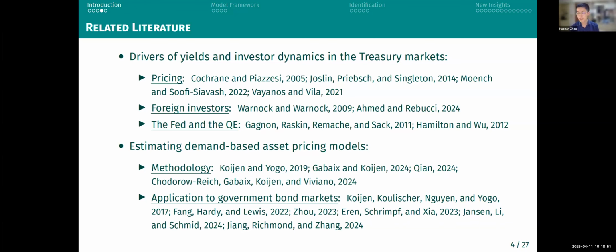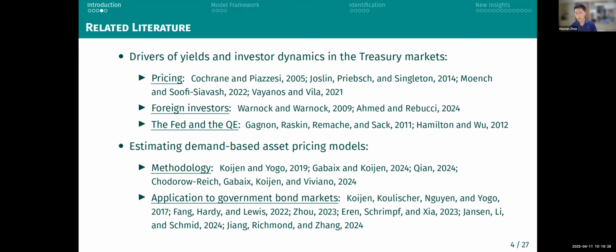Of course, we speak to the pricing literature in general, which is dominated mostly by the term structure papers. And we also speak to the literature on demand-based asset pricing models, for instance some of the pioneering work done by Koijen and Yogo and some of my co-authors as well. But there is one particular paper by Chaudhary, Hao, and Lucas, which also looks at the U.S. government bond market, the U.S. Treasury market, but they approach this problem from more of a yield curve substitution standpoint.